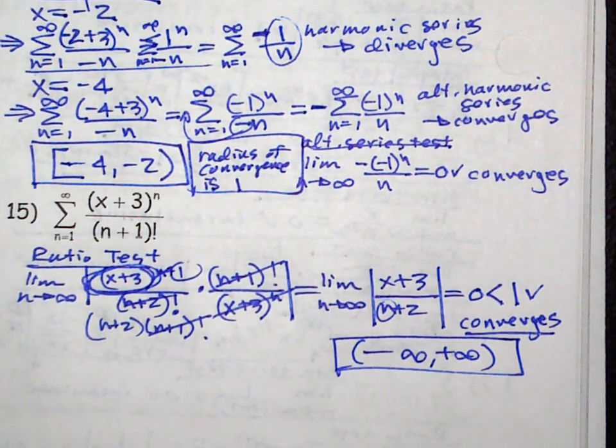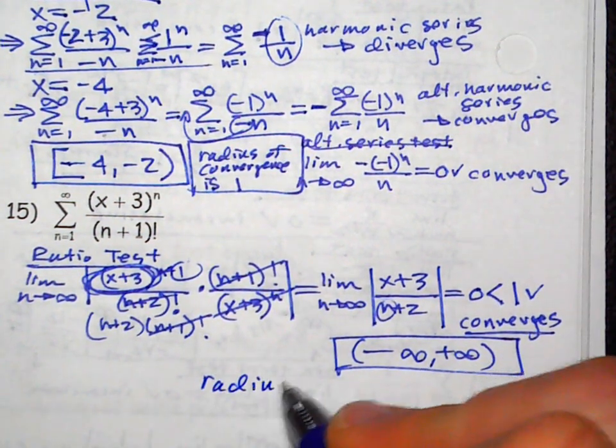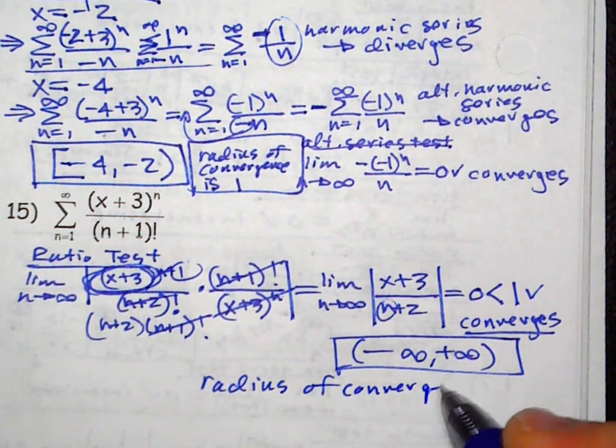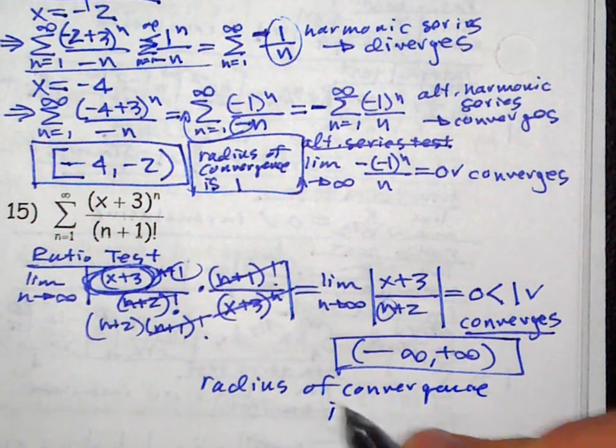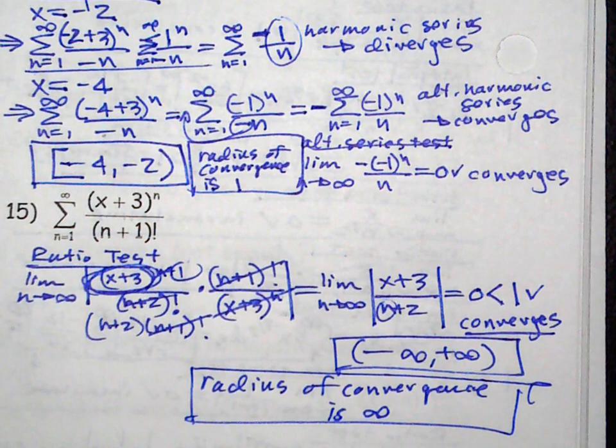So, I mean, that's kind of a weird case, but you should kind of like it. Now, the radius of convergence, I guess you could say it's infinity. And radius is usually positive. Think like circle, radius of a circle.